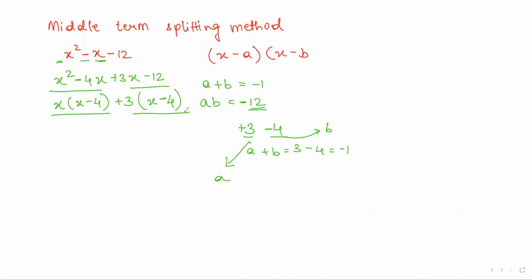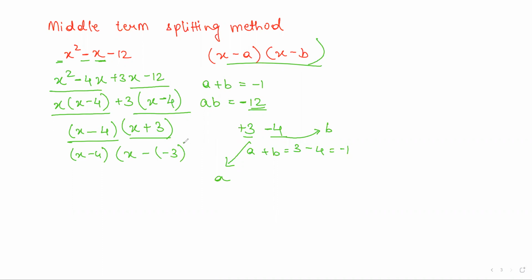Now this is your first term and this is your second term. In these two terms, x minus 4 is common. In the first term, x is left out, plus sign. In the second term, 3 is left out. This is your first factor, this is your second factor. If you want to represent it in this form, you can do so. x minus 4, x minus of minus 3. So A is equal to 4 and B is equal to 3 by comparison.